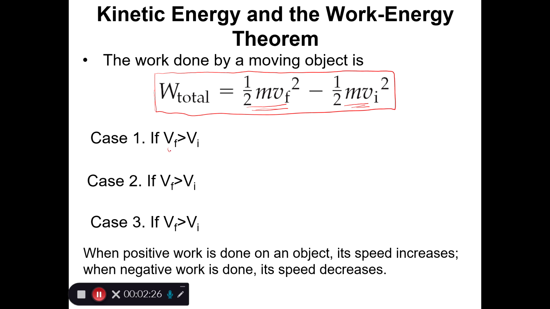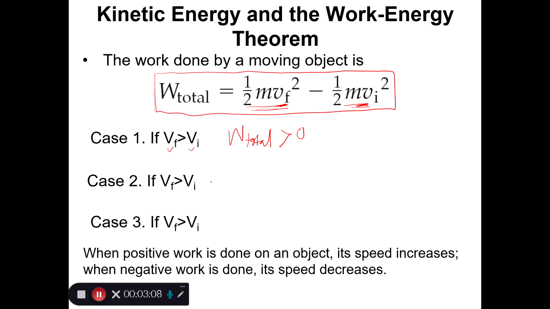The first one: if vf is greater than vi, it means the first term is greater than the second term. So total work done is positive. So its velocity is increasing. The example is, if you are applying force on a moving object along the same direction of motion, and its velocity keeps increasing. Just like if you accelerate a car on a highway, pushing the accelerator, and it keeps increasing its velocity. So in this case, the total work done is positive.